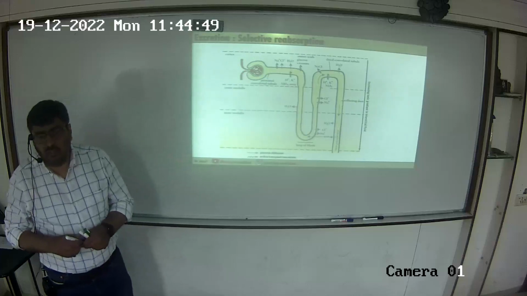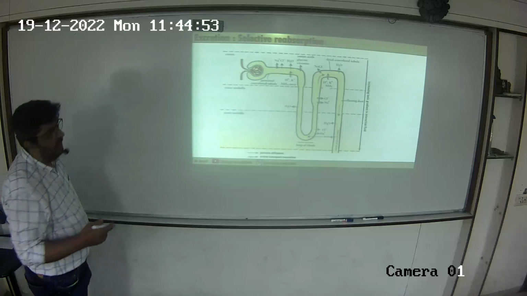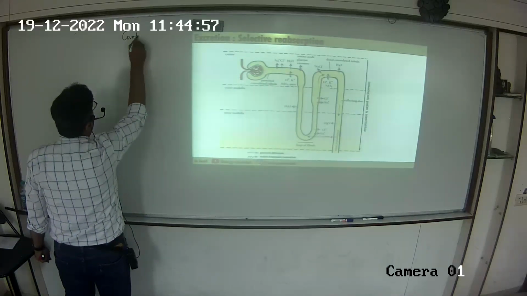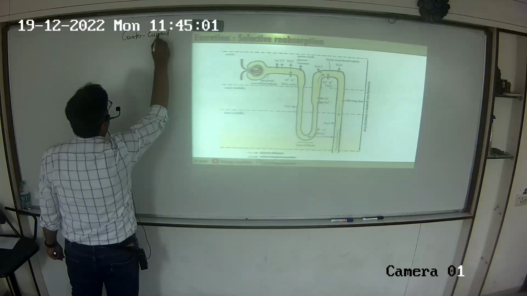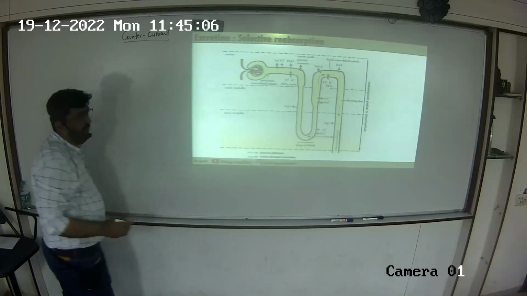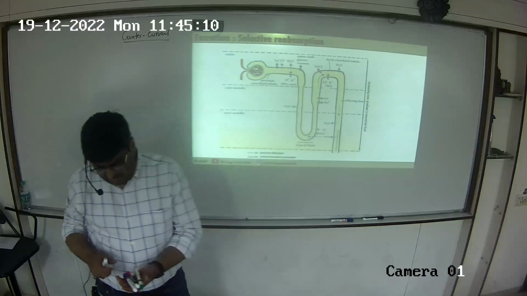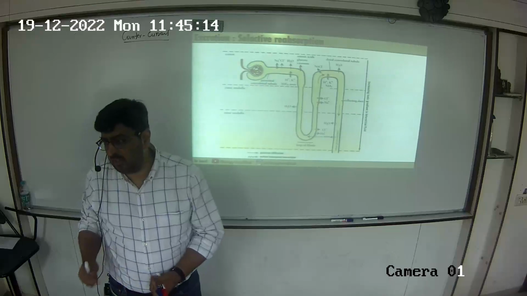The concentration of urine is achieved by a mechanism by the name of counter-current mechanism. What is the mechanism called as? Counter-current mechanism. So we will see how this is done.